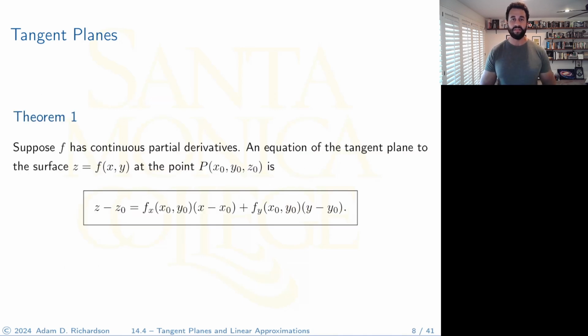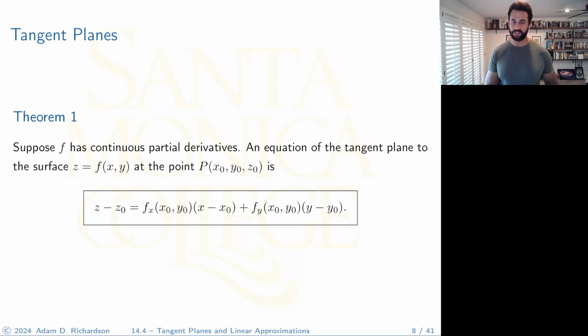So we get this theorem, which is very cute. So suppose f has continuous partial derivatives, then an equation of the tangent plane to the surface at that point P is given by this formula right here. And this is a formula that you should memorize. This is a really important one. And again, it's just so natural, right? It very naturally makes sense.